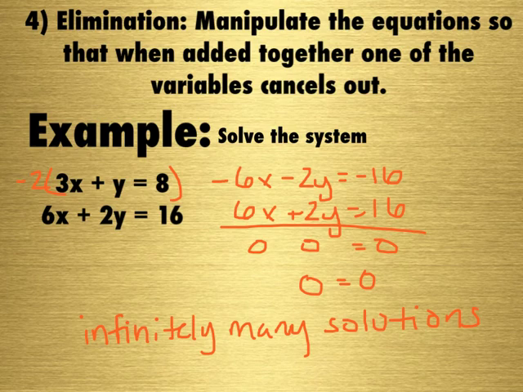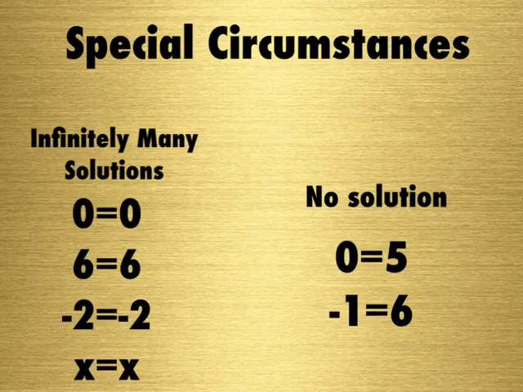But with the elimination method, there are some special circumstances we can end up with. You could have a situation where it's infinitely many solutions. That's when you get a number equals itself. That's always true, so infinitely many solutions. You can also get no solution, and that's where a number equals another number that is not itself. So like 0 never equals 5, and negative 1 never equals 6. So in those situations, you would get no solution.